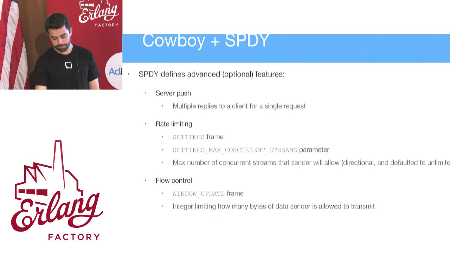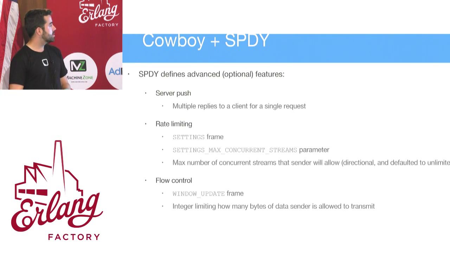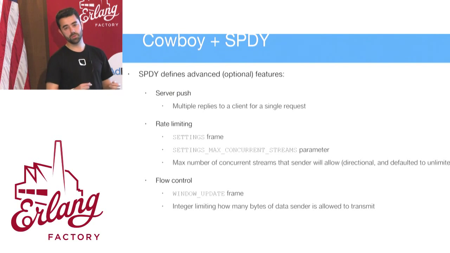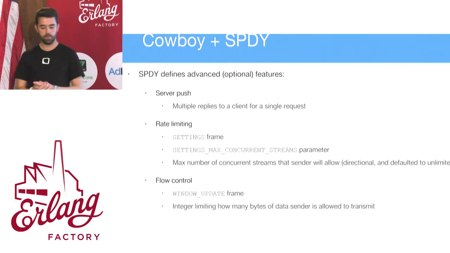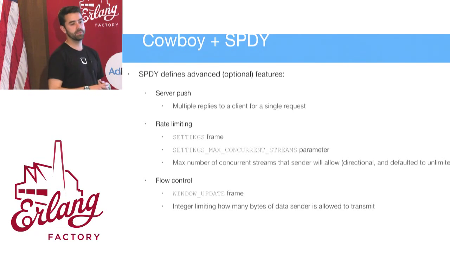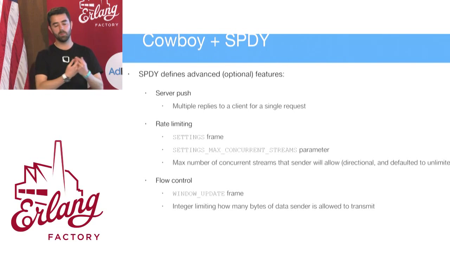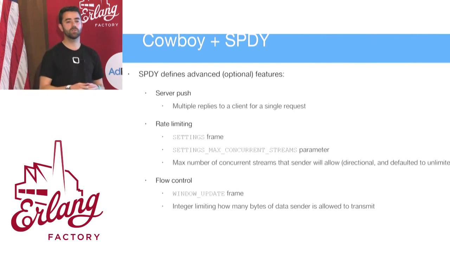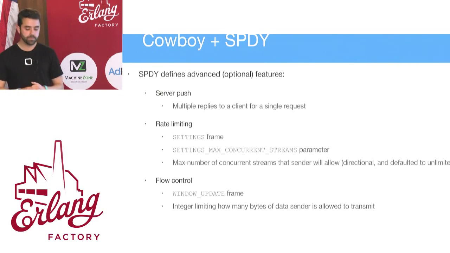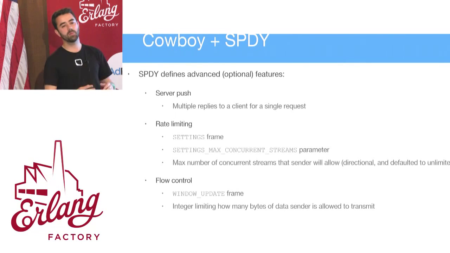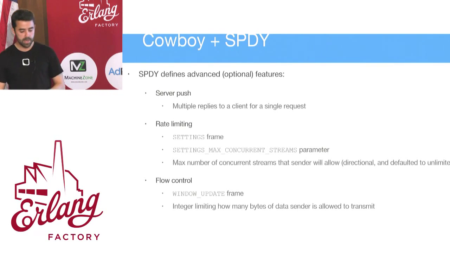So one of the things that we discovered of the protocol that were beneficial for us, unfortunately, they weren't implemented in the Cowboy SPDY project. Some of those features were things like server push, rate limiting, and flow control. Server push is very beneficial because it gives you the ability to stream and push content from your server without requiring from the client a specific request. So it becomes more efficient once the SPDY connection is established.